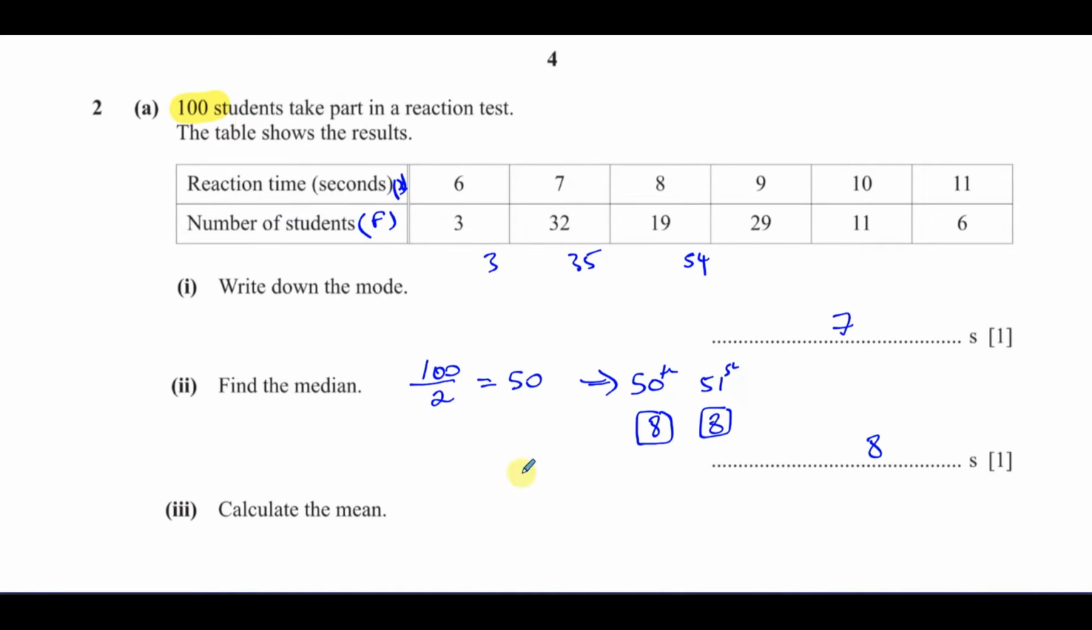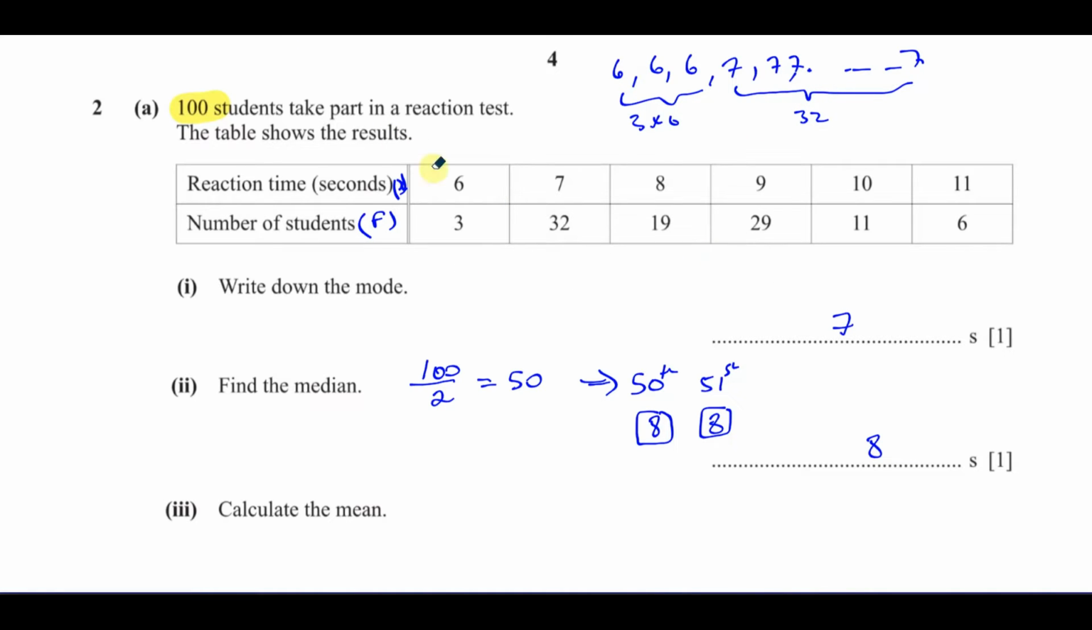There's 100. We have to find the sum of all those numbers. How do we find the sum? As we were thinking about before, you have 3 numbers, all of them are 6. If you add 6, 6 and 6 together, you get 3 times 6. And you have 32 numbers, all of them are 7. If I want to add all those 32 7s together, I'll have to do 32 times 7. So basically what we need to do is find f times x.